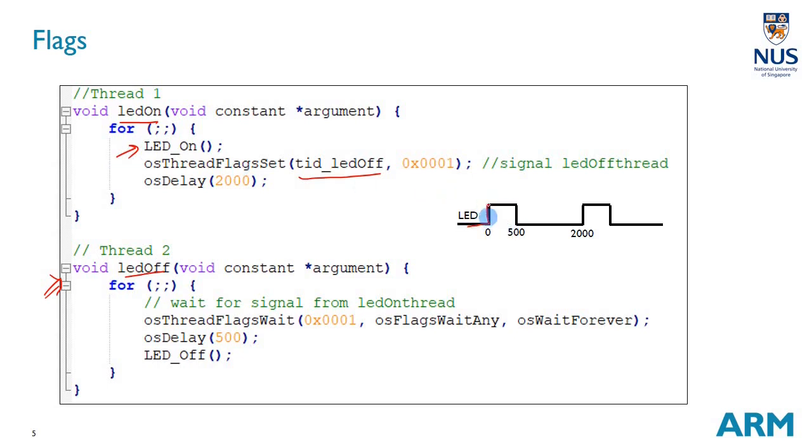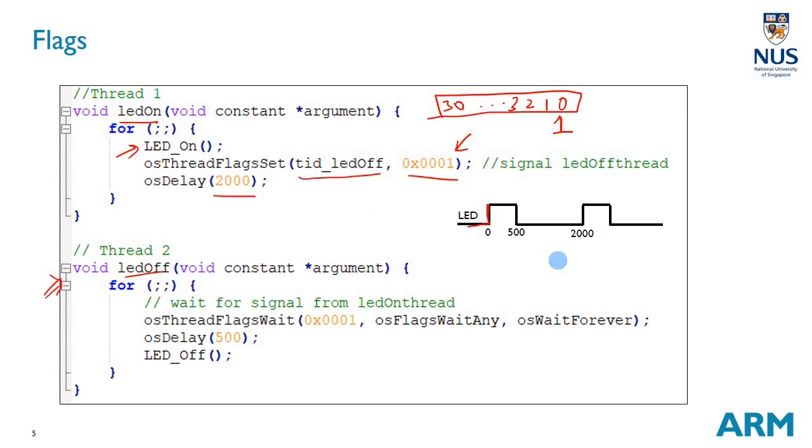So initially it's off, then it switches on the LED signal, and then I set the flag for the LED off thread. What is the value? I set it to a value where bit 0 is 1. You have to understand that the thread flags are all accessed as individual bit flags. So this one refers to bit 0, so bit 0, 1, 2, 3 all the way to bit 30. So this bit 0 is now set to 1. That is what is happening over here, and after that I do a delay of 2 seconds.